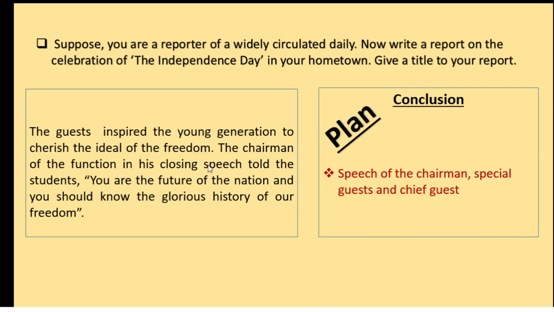The chairman of the function, in his closing speech, told the students, and here I have used a quotation of the chairman: You are the future of the nation, and you should know the glorious history of our freedom. So my dear students, in the conclusion you can include the speech of the chairman or the special guest or the chief guest, just one speech of one person. You can also include all the individual statements or speeches, but in that case the answer will be too long. If you can manage the time, then you can include them.